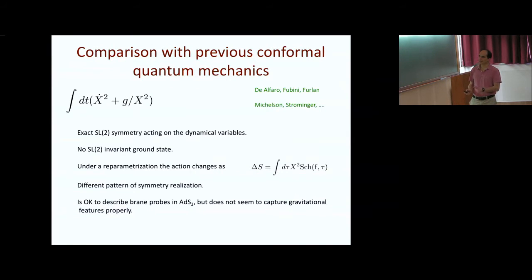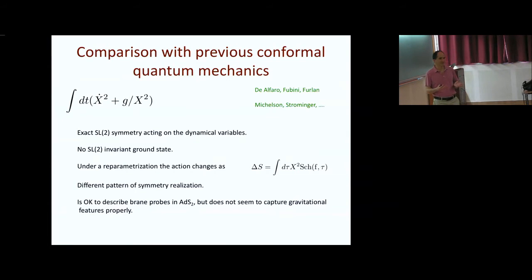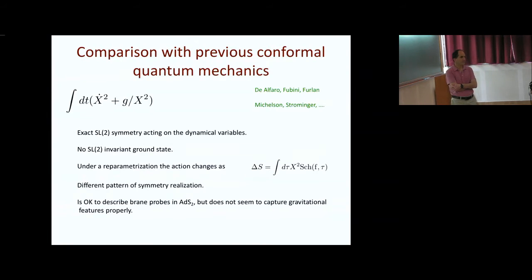Now this action is fine for describing branes that are moving in AdS2, but it doesn't seem to capture the gravitational features of AdS2 properly. For these conformal quantum mechanics, would the gravity dual be something more exotic?